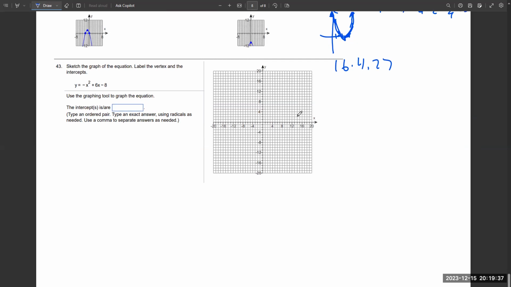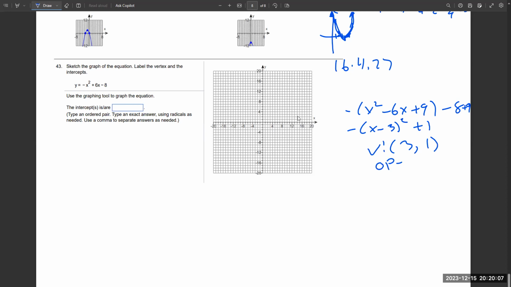All right, last problem for this video and last problem for this section. We want to graph negative x squared plus 6x minus 8. So negative (x squared minus 6x) minus 8 out there. Half of the middle number squared is a plus 9. We just subtracted 9, so we're going to add 9 to balance it out. Negative (x minus 3) squared plus 1 gives us a vertex of 3, 1.